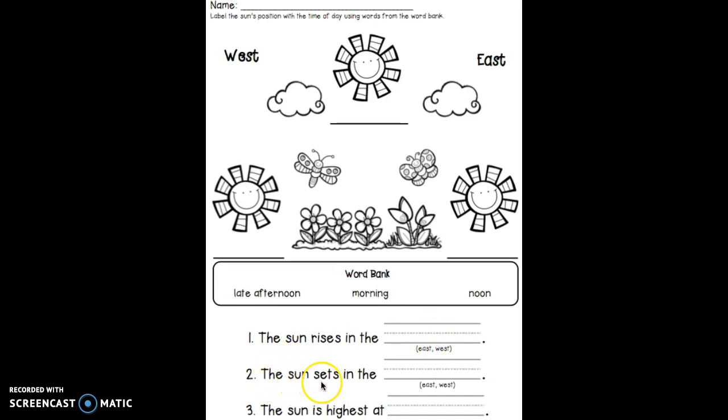The sun sets in the, does it set in the east or the west? Write your answer. I even spelled east and west for you.